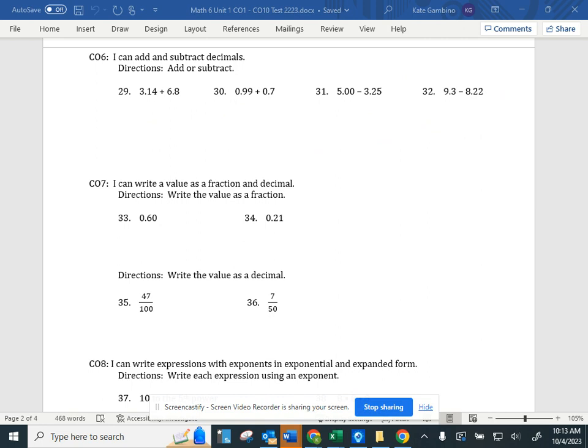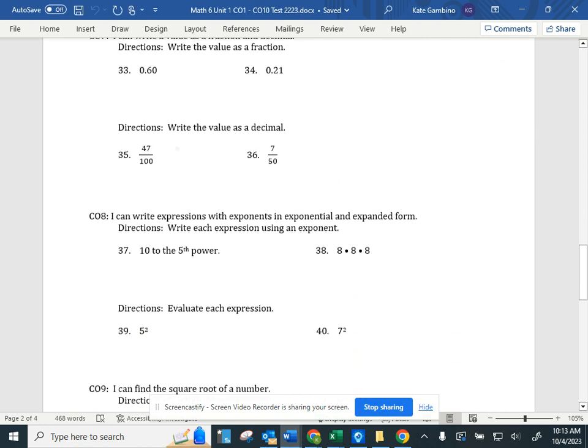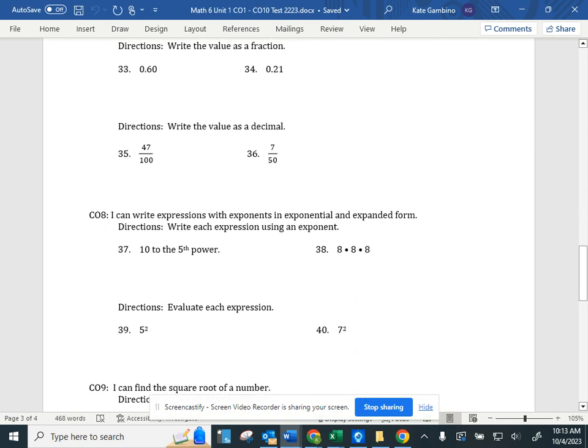Next objective is writing the value as a fraction. So remember, if we're going out to that hundredths place, this is 60 hundredths, we write it as 60 hundredths. But I'm not done. I have to do what? Simplify.